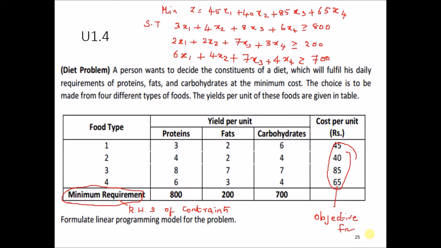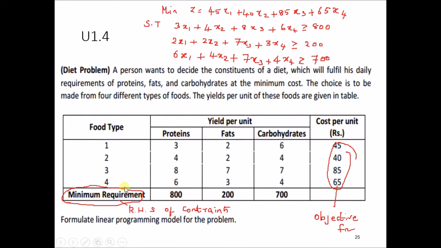So as you can see in the table, many of them will directly write, like the three products are protein, fat and carbohydrates, and they will write like this, 3x1 plus 2x2 plus 6x3 less than or equal to 45. Like that they will get confused. Since the values are given in the RHS, they consider this as the RHS, and they will consider this as the objective function, like z is equal to 800, 200 and 700. But when you see this problem carefully, here the term minimum requirement is given.